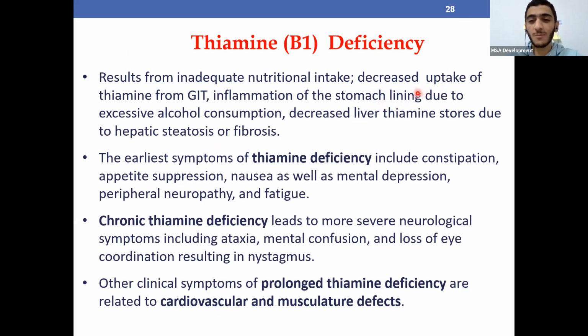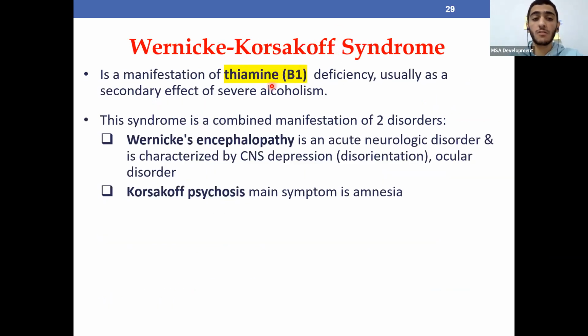Familiarize yourself with them. Decreased uptake of thiamine from the GIT, inflammation of the stomach lining due to alcohol consumption, decreased liver thiamine stores due to hepatic cirrhosis or fibrosis, which is the liver damage because you're drinking alcohol, which leads to thiamine B1 deficiency. And this is referred to as Wernicke-Korsakoff syndrome. It's basically a disease in the brain: Wernicke's encephalopathy and Korsakoff psychosis. It's just a disease in the brain.